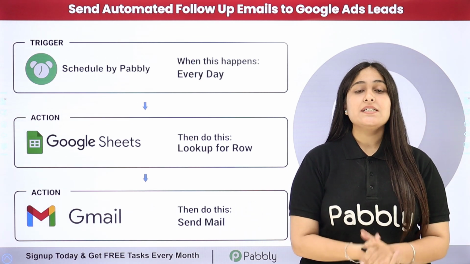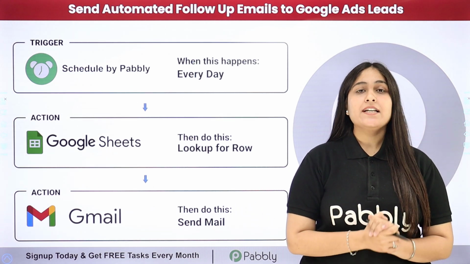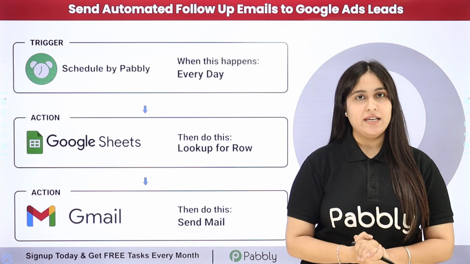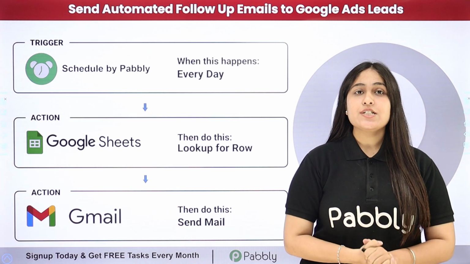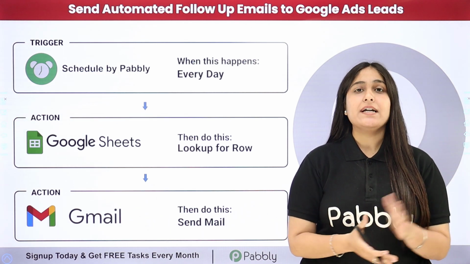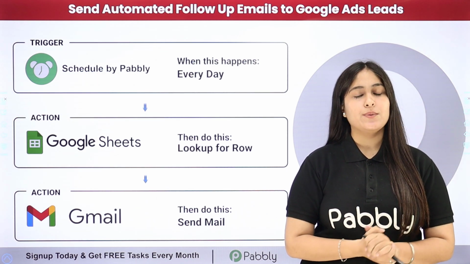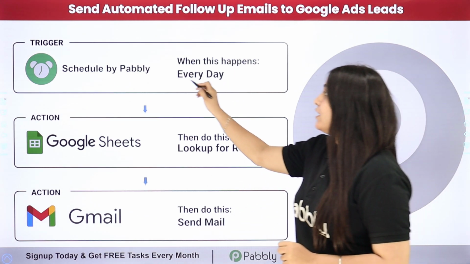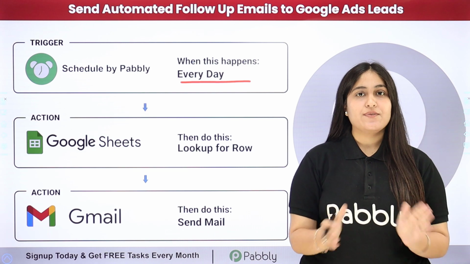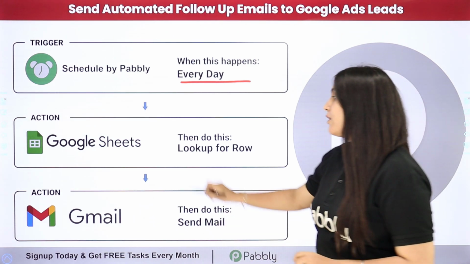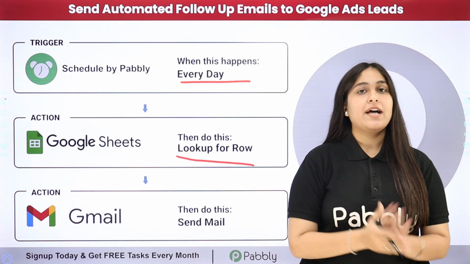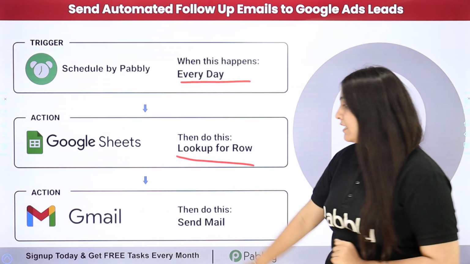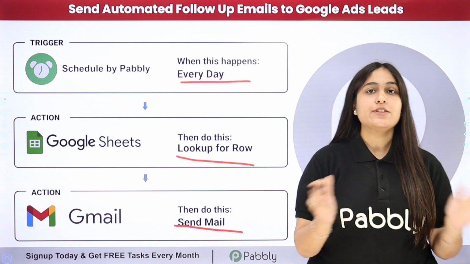Now I've planned to build another automation where I send follow-up emails to the leads who haven't replied to my previous email. I've shared my Google Sheets with my sales team who keep updating the status of my leads. In this new automation, I want my automation to run every day at a specific time, automatically look up the leads in my Google Sheets who haven't replied to my previous email, and then automatically send a follow-up mail to those leads through Gmail.